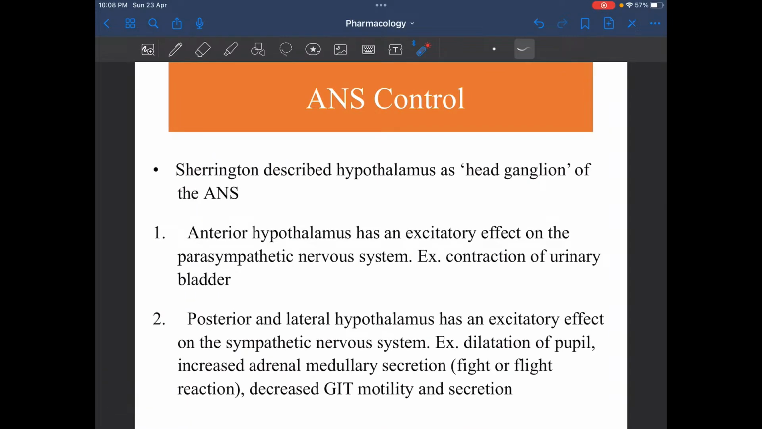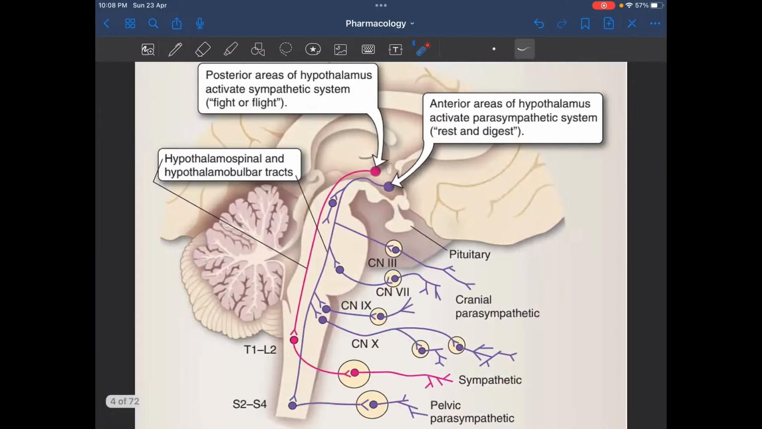All right. The somatic nervous system was controlled mainly by your cerebral cortex. What about the autonomic nervous system? The autonomic nervous system is mainly controlled by your hypothalamus. And what do I mean by that? The anterior hypothalamus is going to mainly have an excitatory effect on the parasympathetic nervous system, and your posterior and lateral hypothalamus is going to control mainly your sympathetic nervous system. So this is what I was talking about. The posterior area of the hypothalamus is going to activate the sympathetic nervous system, and the anterior areas of the hypothalamus are going to activate your parasympathetic nervous system.